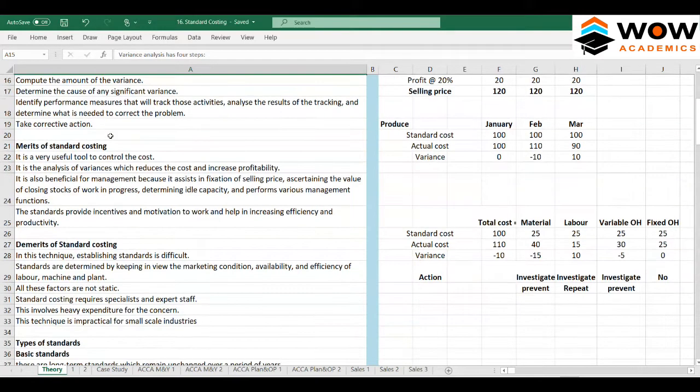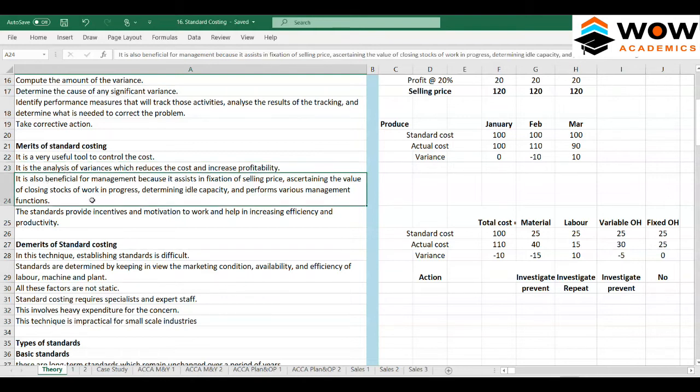So what is the benefit of doing this standard costing in the first place? It is a very useful tool to control the cost. Okay, so we have set a standard and our cost should go only up to that standard. It should not go beyond that. The second is, it is the analysis of variance which reduces the cost and increases profitability. So we are trying to find out where and how our cost is increasing and how to reduce it and how to increase our profitability.